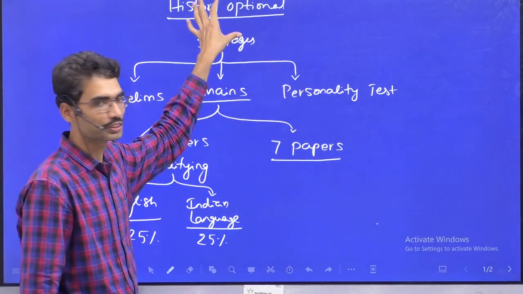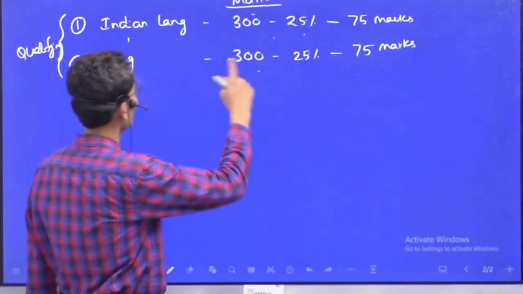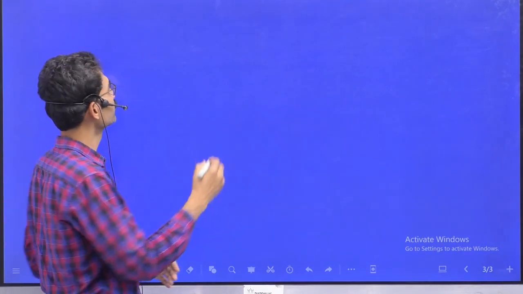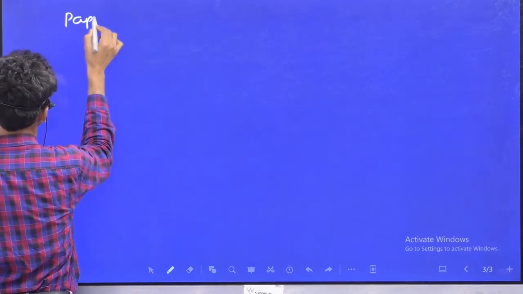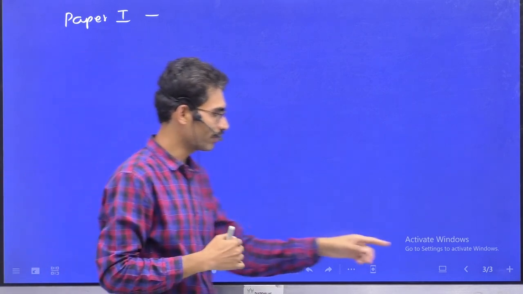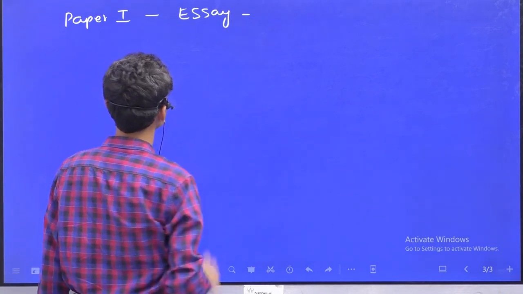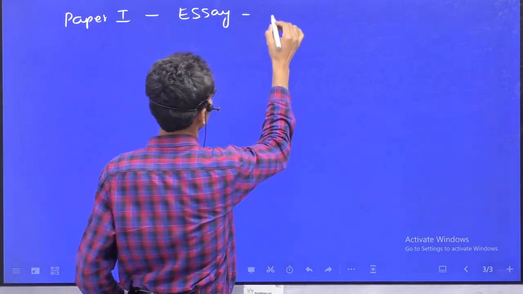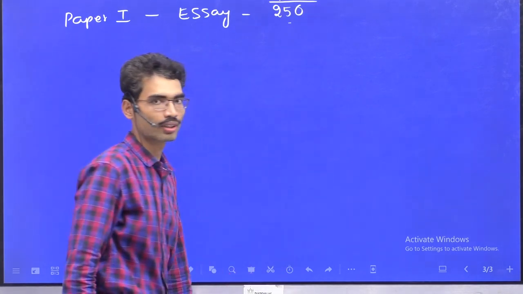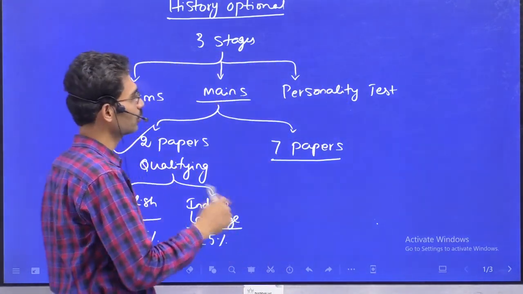Now in these 7 papers, history optional will come. And the personality test is separate altogether. Now coming to the 7 papers, I am writing paper 1. Paper 1 of these 7 papers is essay. First one is essay. Now you need to observe this: here the marks are 250. The paper contains questions for 250 marks.